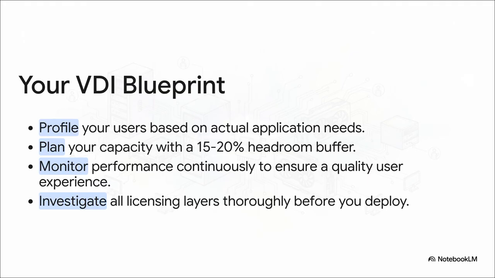So, to wrap this all up, your blueprint for a successful project really comes down to these 4 things. 1. Profile your users based on what they actually do. 2. Plan your capacity with that critical 15 to 20% buffer. 3. Monitor performance all the time. And 4. Dig into every single layer of that licensing stack before you spend a dime.